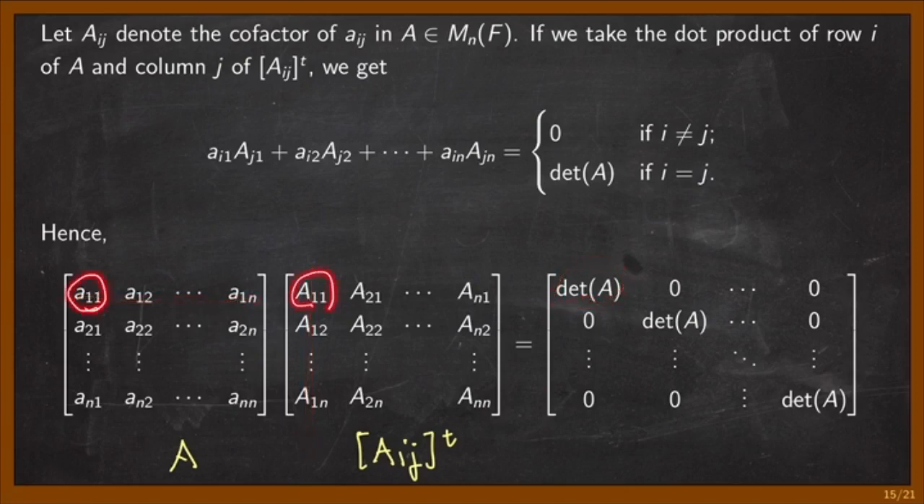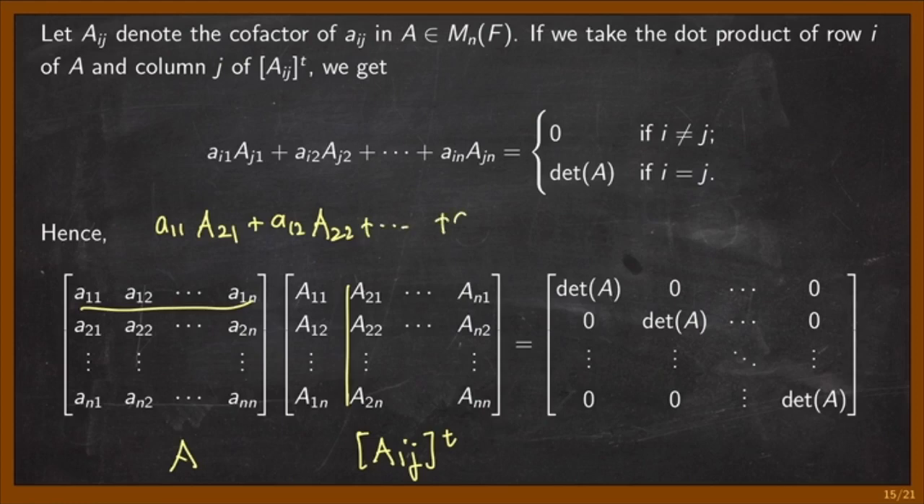But when you take the dot, that is nothing but the cofactor expansion of A along the first row. So that's the determinant of A. But if you take, for example, the first row and the second column, you get A11, A21, plus A12, A22, up to A1N, ANN, A2N.